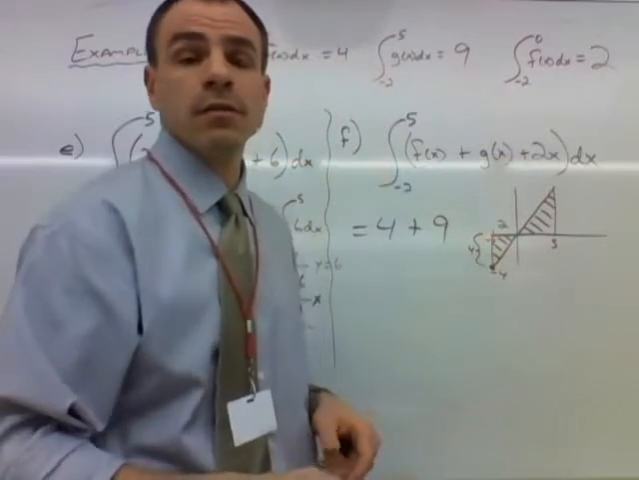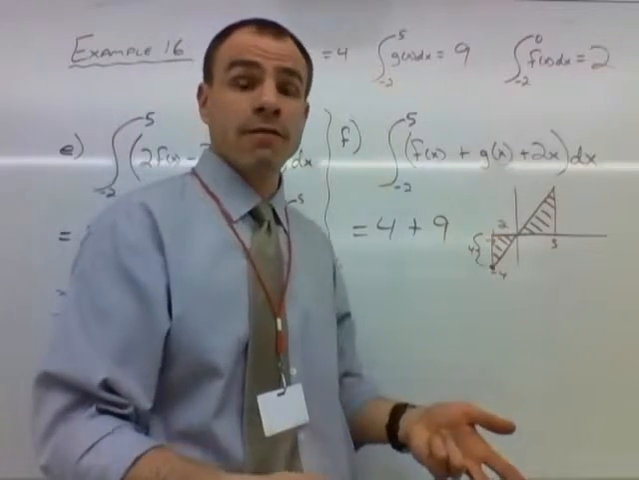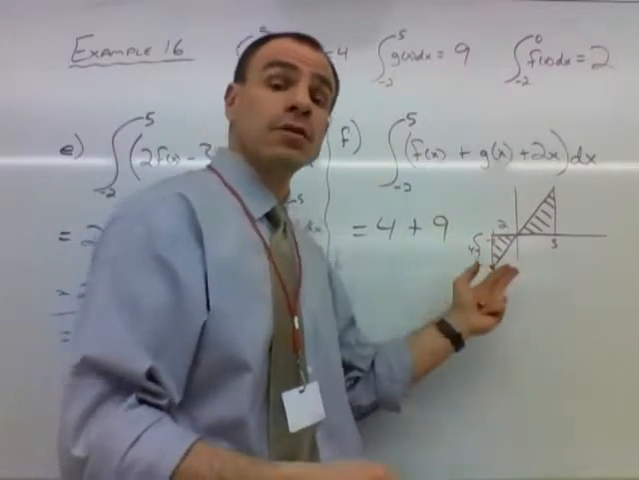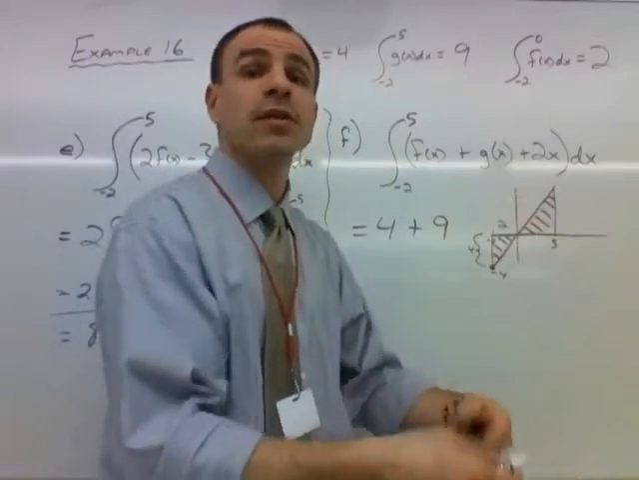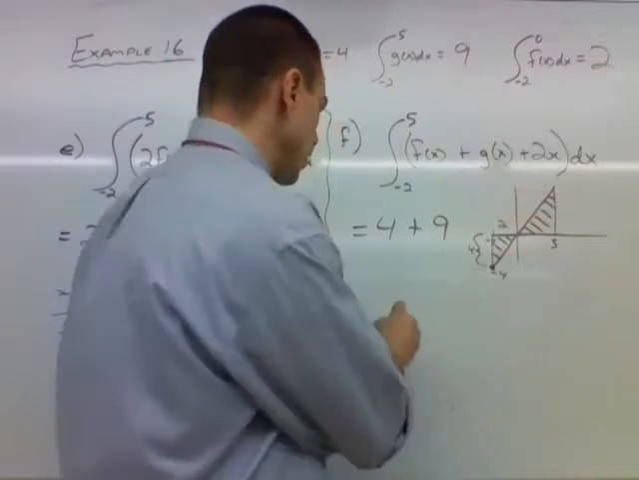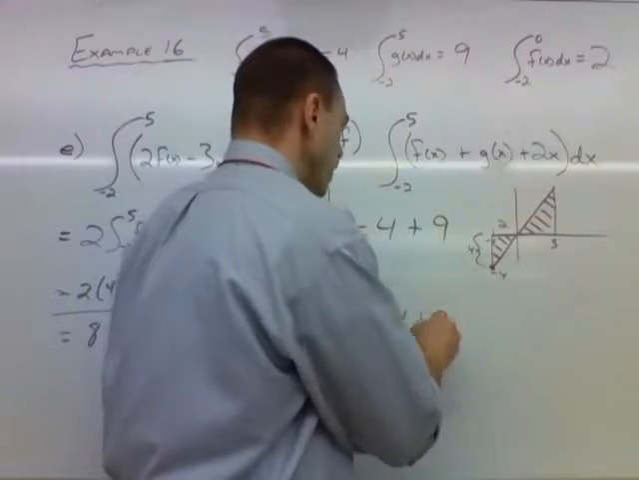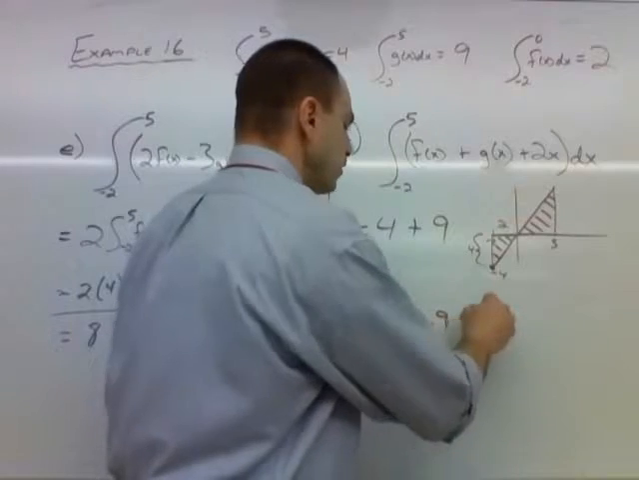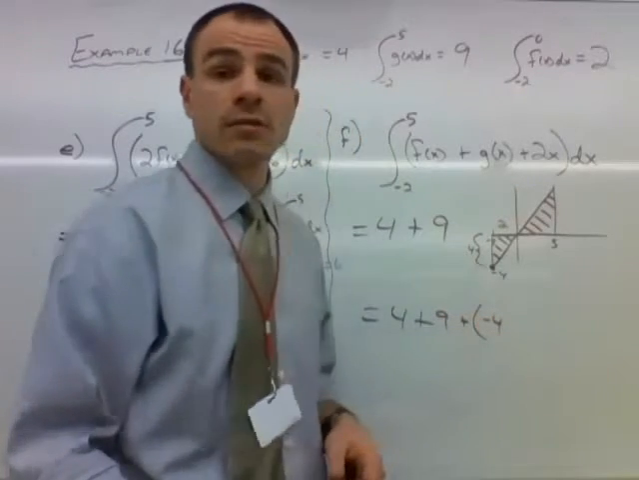So it's base times height. So that's 8. We want half of that, which is 4. And because the triangle is below the x-axis, that means we want negative 4. All right, so we have 4 plus 9, and then plus, and the first triangle is negative 4.